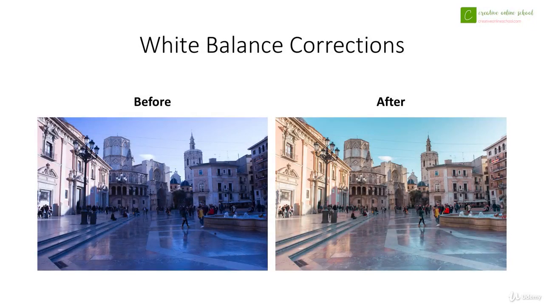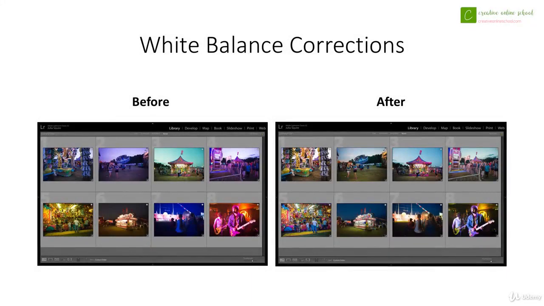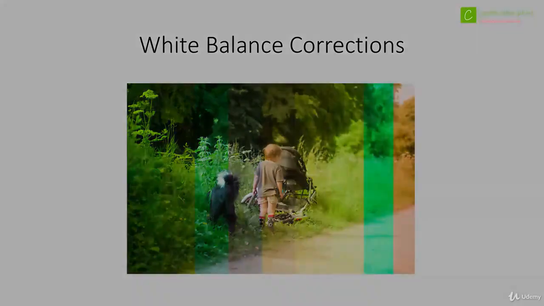White balance is crucial for an aesthetically pleasing image or collection of images. If you're working on a collection of photos that were taken at different times of the day under different weather conditions, your white balances will determine whether your collection is cohesive or not. You can spend loads of time adjusting the white balance on your camera before you take a picture, but there's no guarantee that the image will turn out perfectly.